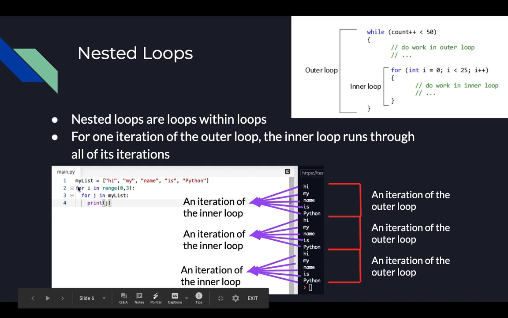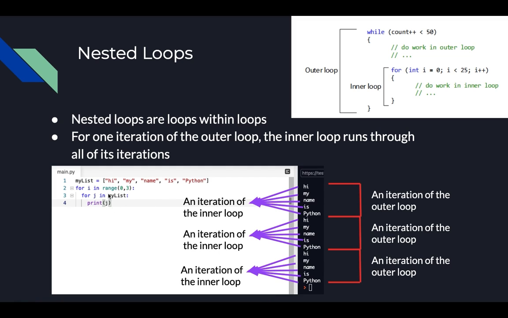Correct. So all these words here are one iteration of this inner loop, right? And one iteration of the outer loop is all these, because the inner for loop printed all these out. So that's what the product of this one iteration of this outer loop is.